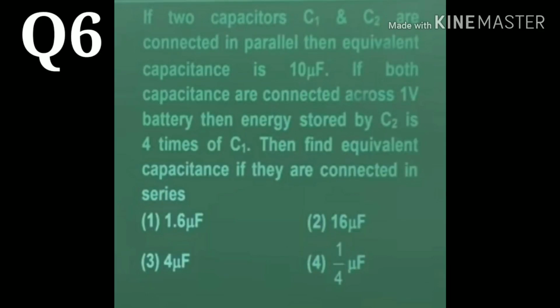Starting with question number 6: if two capacitors C1 and C2 are connected in parallel, then the equivalent capacitance is 10 microfarad. If both capacitors are connected across a 1 volt battery, then the energy stored by C2 is 4 times that of C1. Then find the equivalent capacitance if they are connected in series.